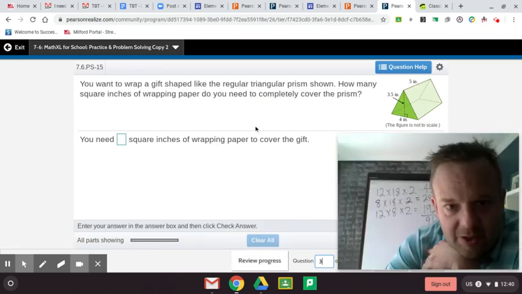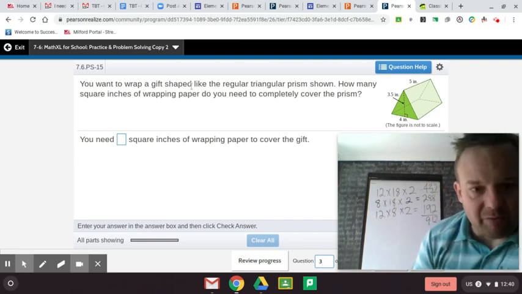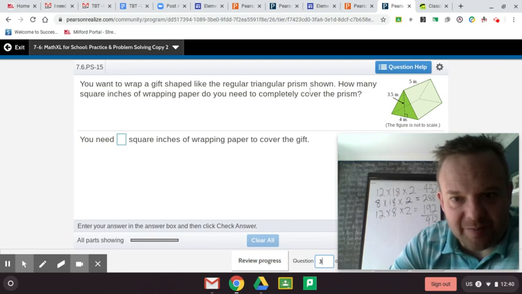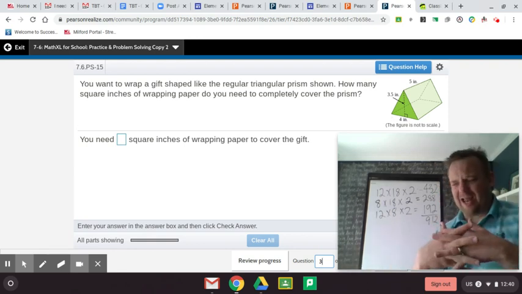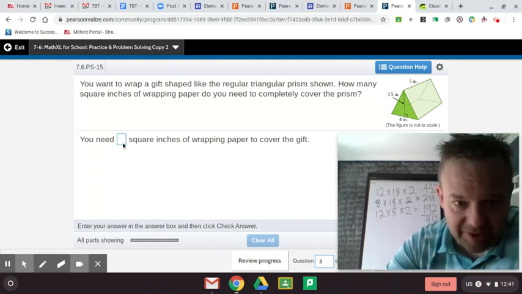All right, we're wrapping paper. Wrapping paper is a good indicator of surface area. You want to wrap a gift shaped like a regular triangular prism. The word regular is really important here because regular means all sides of this triangle are equal. 4, 4, and 4, like an equilateral triangle. How many square inches of wrapping paper do you need to completely cover the prism? So this is surface area, and wrapping paper always overlaps. So this would be the minimum amount of wrapping paper you would need to cover it.